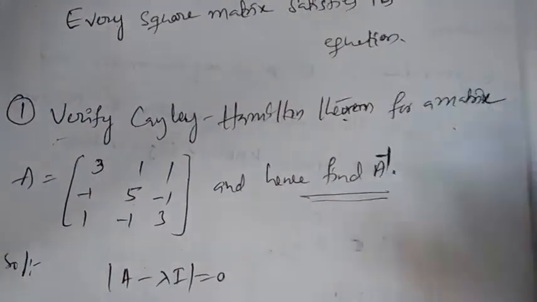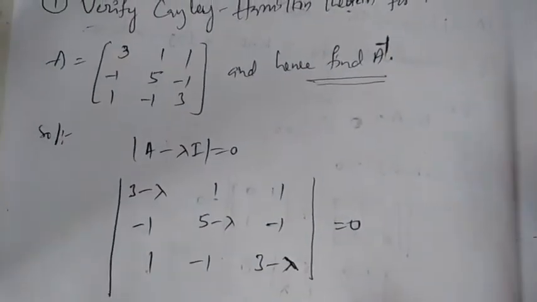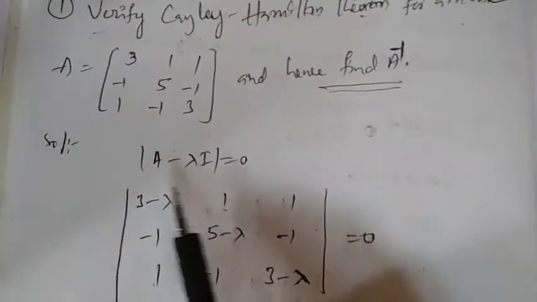First, go for the first step: find the characteristic equation and its satisfaction. First A minus lambda I equal to 0. We find this determinant to get the characteristic equation. I have a shortcut to find the characteristic polynomial for a 3 cross 3 very easily. Otherwise we simply use the determinant: 3 minus lambda into AD minus BC, minus 1 into AD minus BC, plus 1 into AD minus BC.